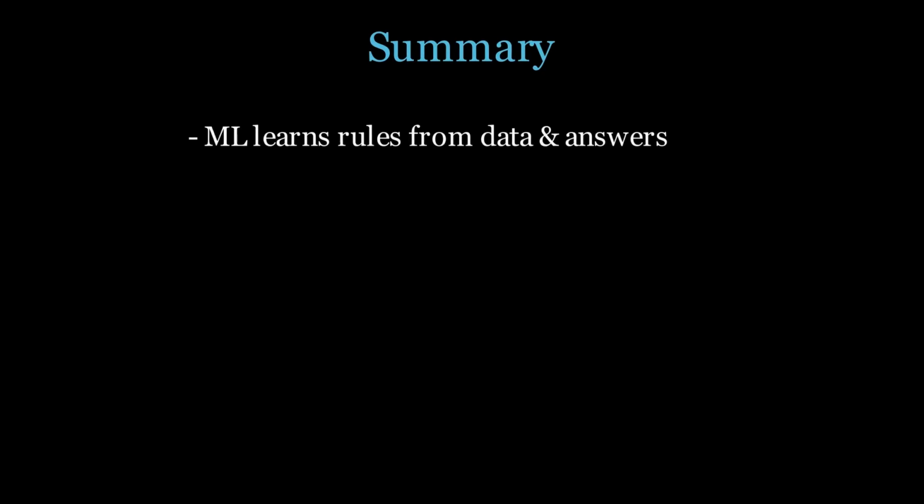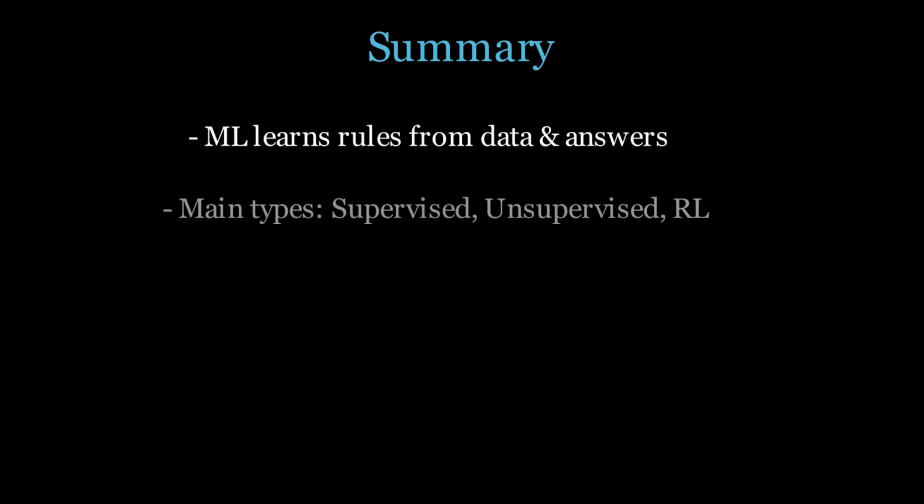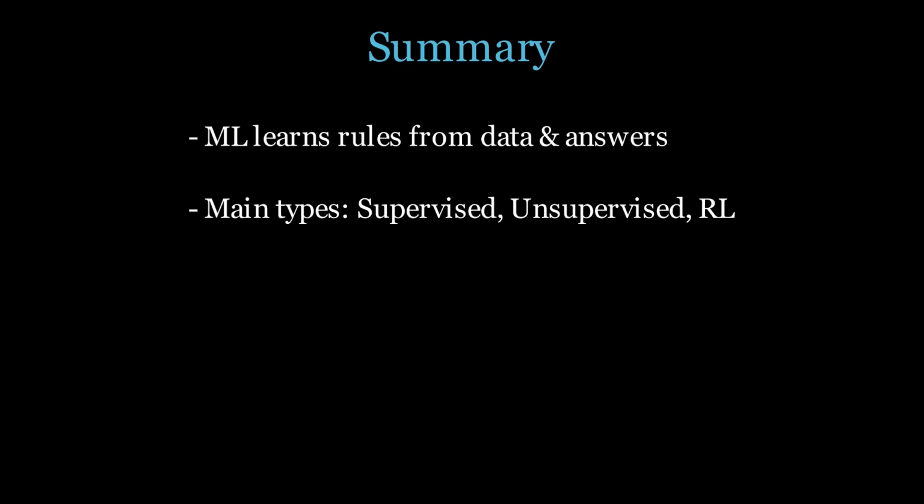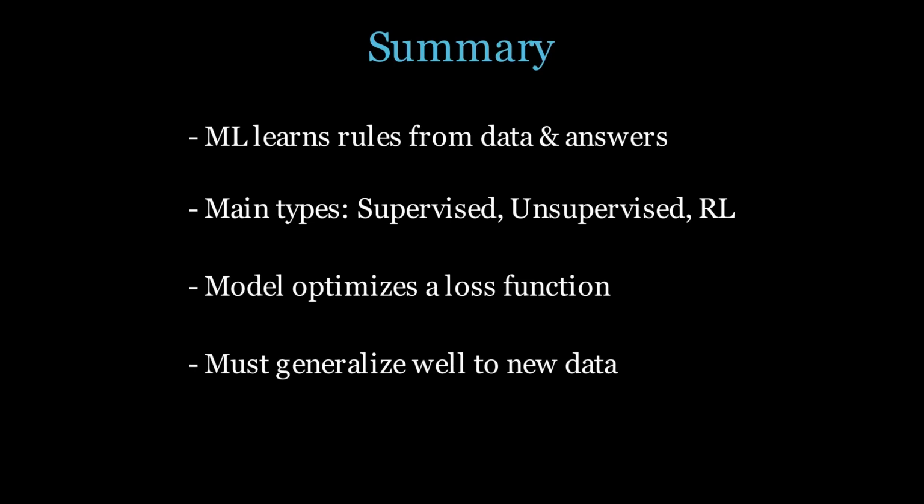To summarize, machine learning allows computers to learn rules directly from data. It comes in three main flavors: supervised, unsupervised, and reinforcement learning. The learning process relies on an optimizer minimizing a loss function, and a successful model must always generalize well to new, unseen data. And that's machine learning in a nutshell.